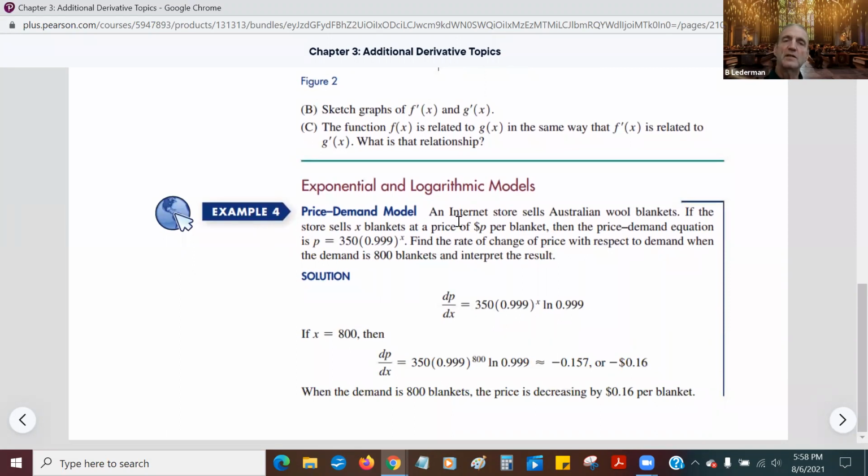Price demand model. An internet store sells Australian wool blankets.